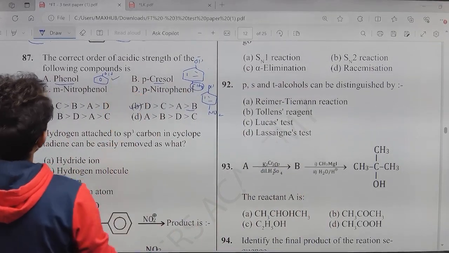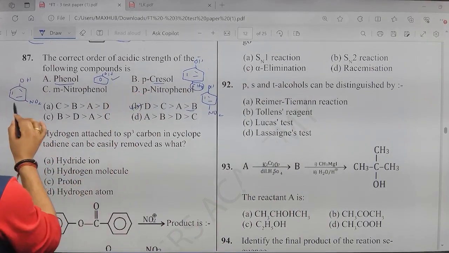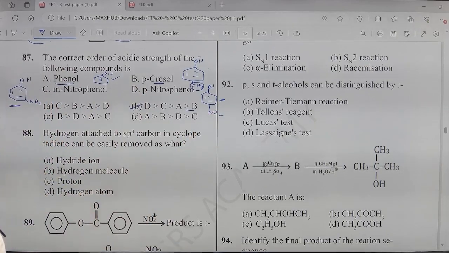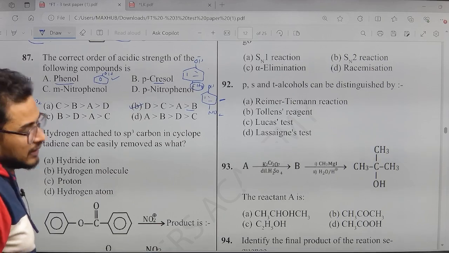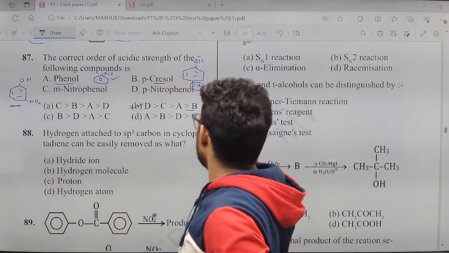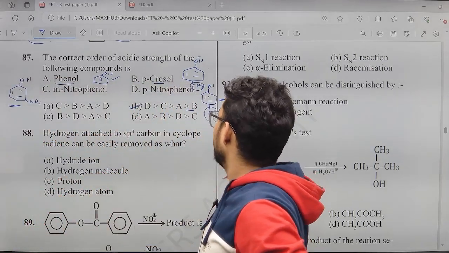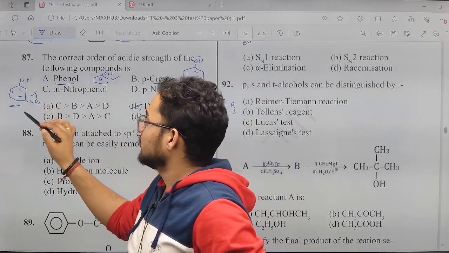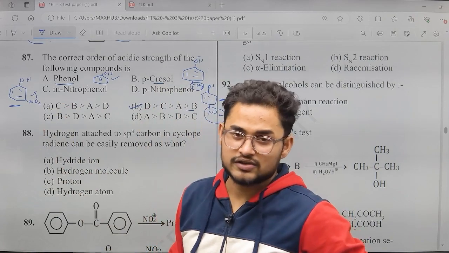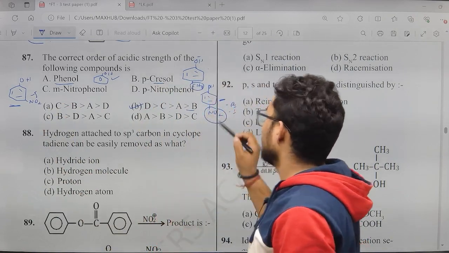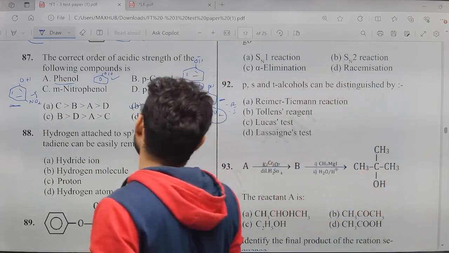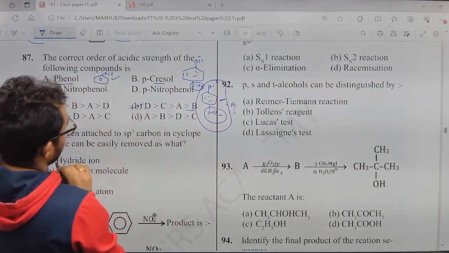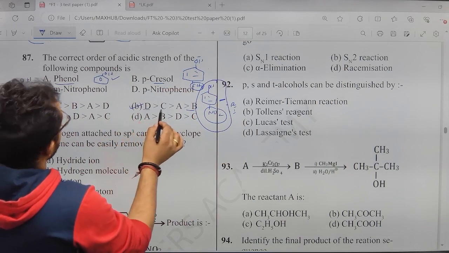Now we will see that C and D anions are going to be stabilized, but at the para position there is minus R as well as minus I, while at the meta position only minus I works, because resonance will not work there. Here it is minus R. So that means, my dear students, it will be the most stabilized, most acidic. That is D will be the most, then C, then A, then B.